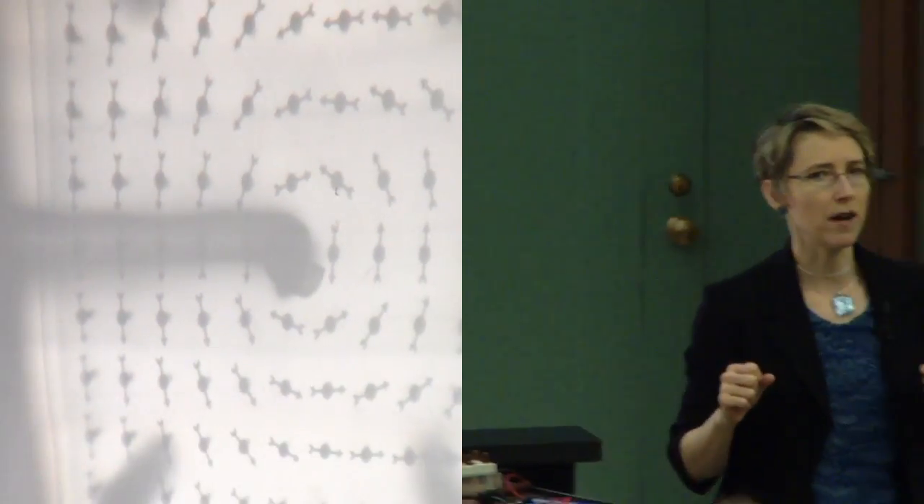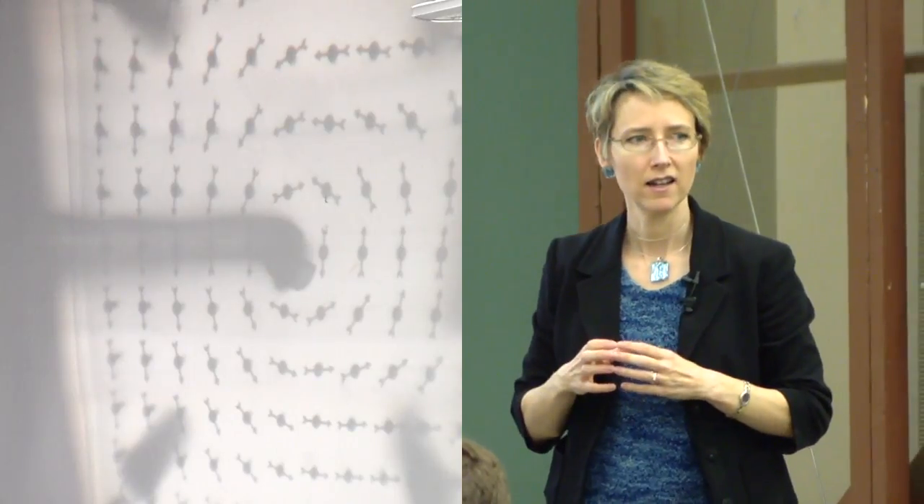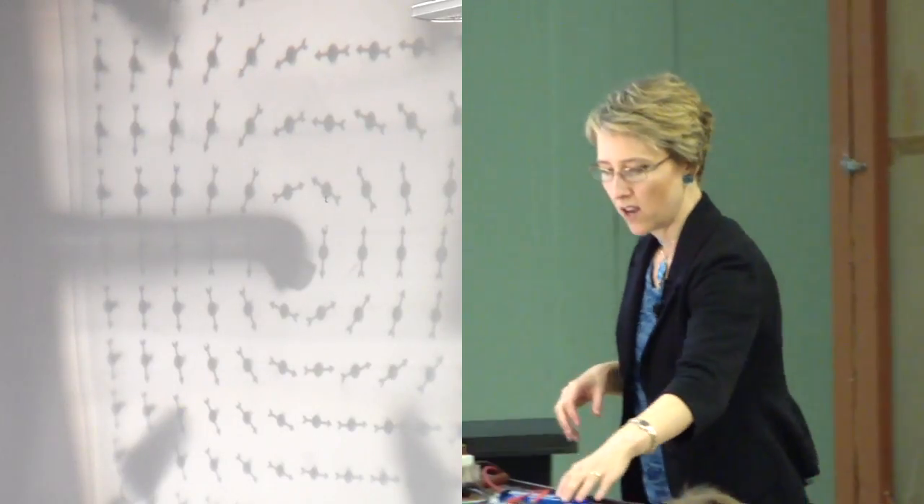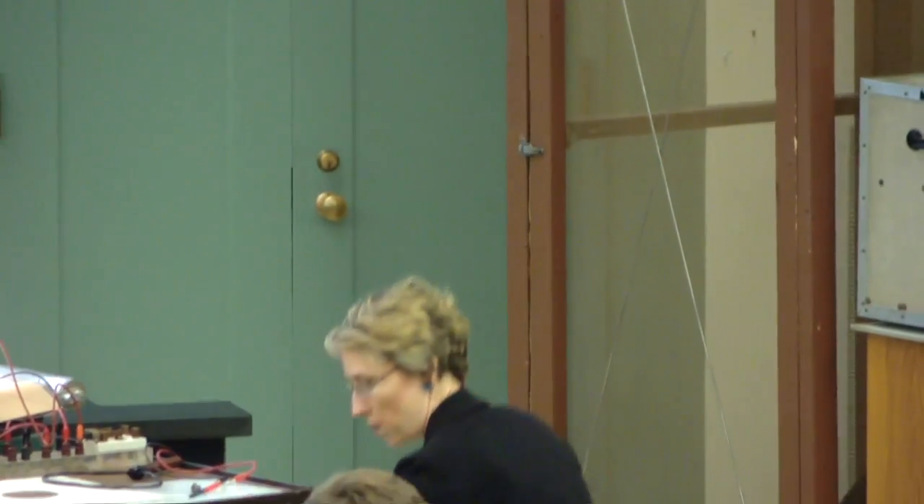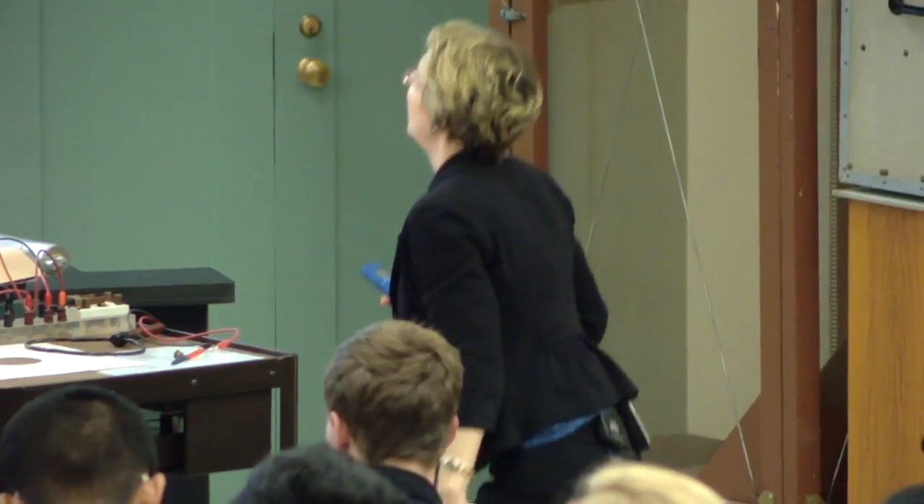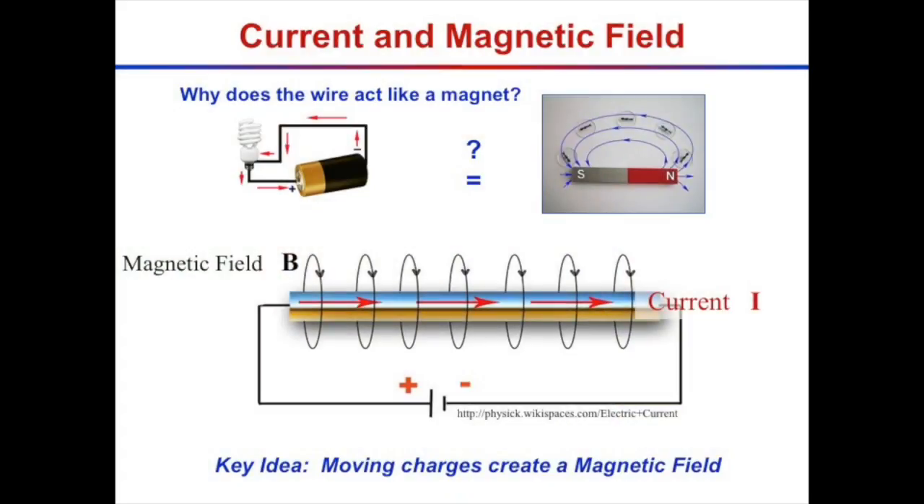Do you have any questions about that? Okay. All right, and this is the pattern that that looks like. Okay, so it's in this direction. So for current heading to the right in this diagram, put your right thumb along the current, and then the magnetic field lines curl around that. Okay, so we know now that moving charges create a magnetic field. Okay, we saw in the experiment with the little compasses what the pattern of those magnetic field lines must be.